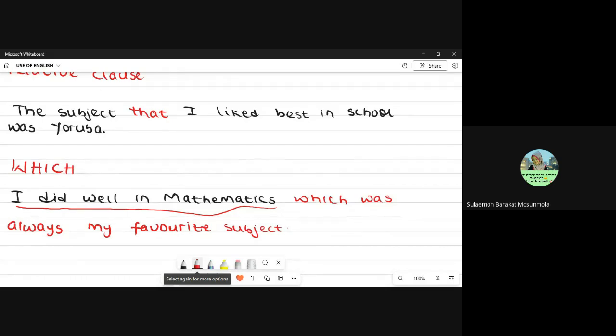A non-restrictive relative clause. Restrictive means that if I remove it, it will change the meaning of the sentence. Non-restrictive is the opposite. If I remove it, it would not change the meaning of the sentence. It will still make sense. Giving this non-restrictive clause is just additional information about what is being discussed. Do you all understand, please?